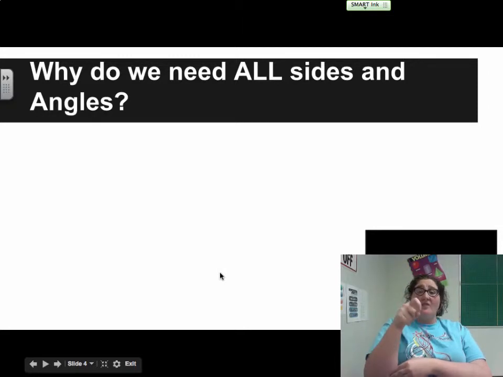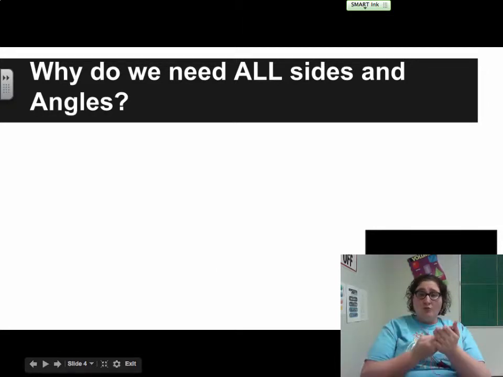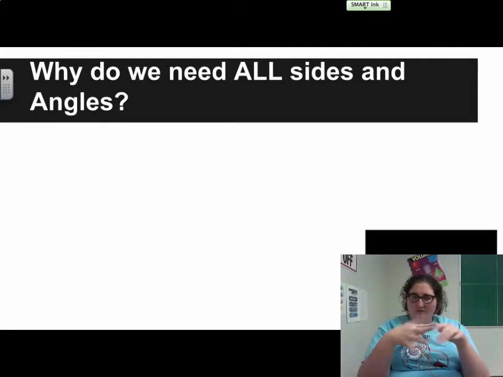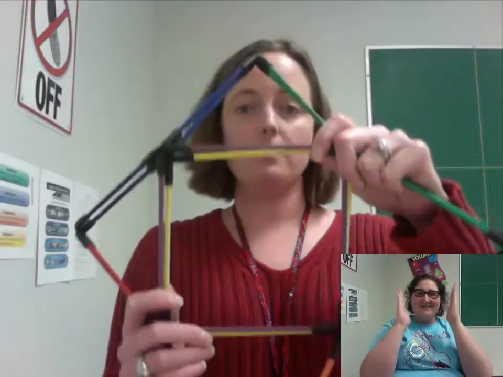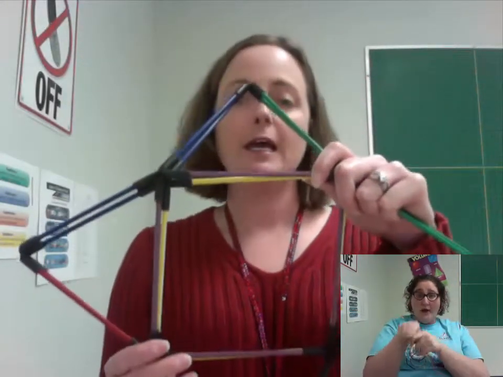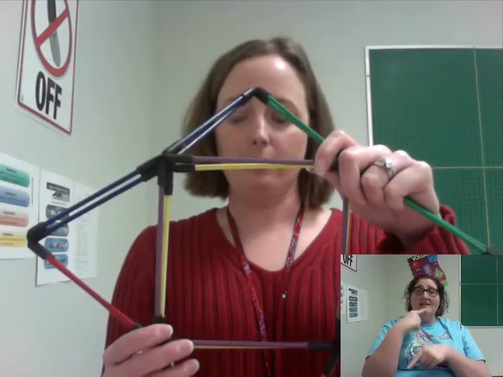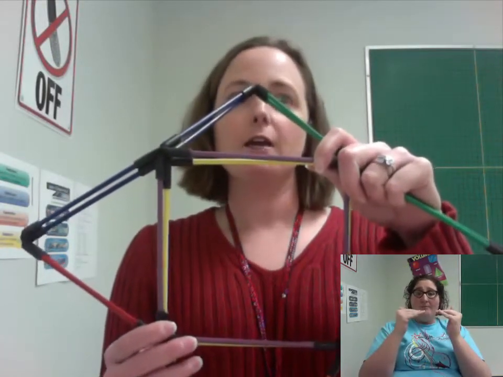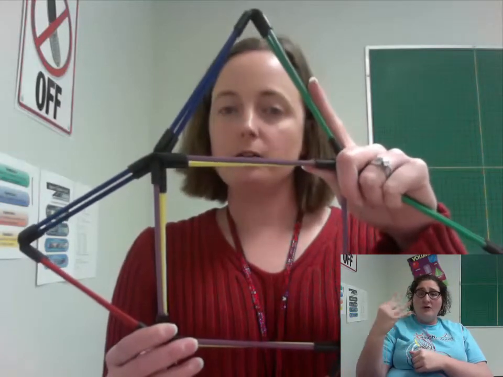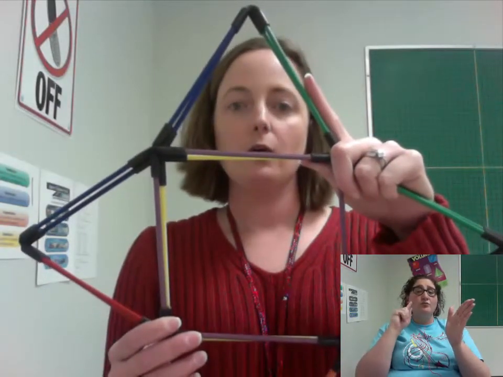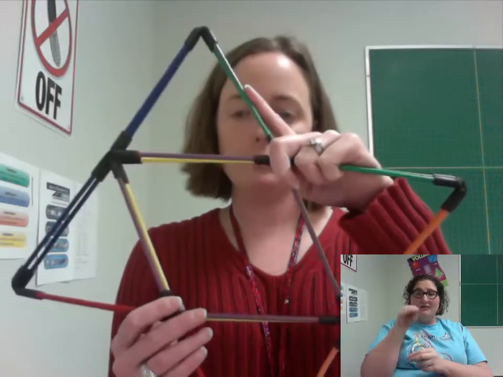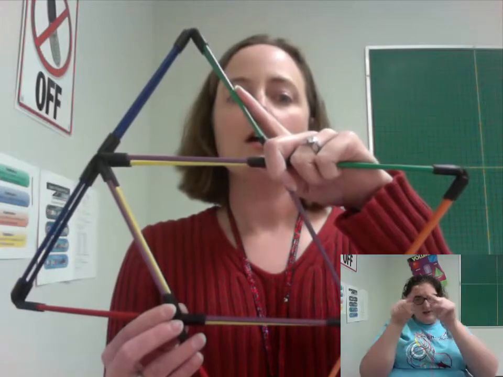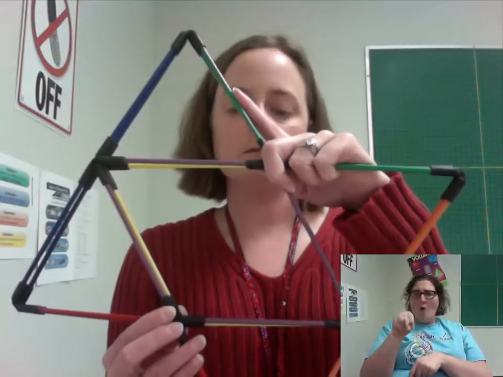Why do we need all sides and angles when proving triangles congruent, or proving any figure congruent? Well, I need you to focus on the inside square here. If someone gave you this as a square and said all 4 sides are equal, and I only gave you the sides to prove the figures are congruent, would someone else possibly make something like this? Looking at the 4-sided purple figure on the inside, is that still a square? Well, no, that's a rhombus.